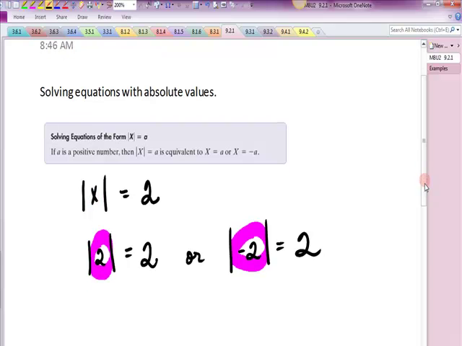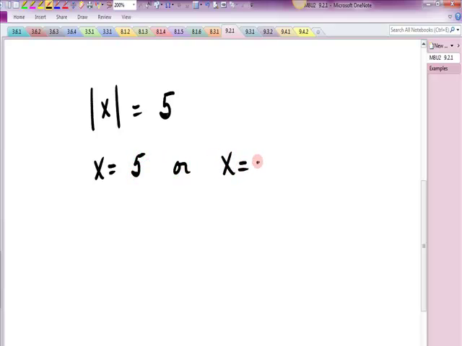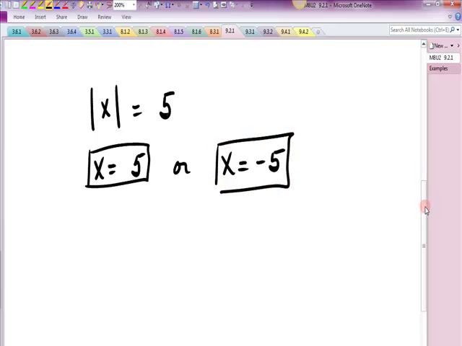So, to solve an absolute value, if you had the absolute value of x is equal to 5, then x is either 5 or x might be negative 5. If there was something to solve, you would. As it is, you've got two answers.